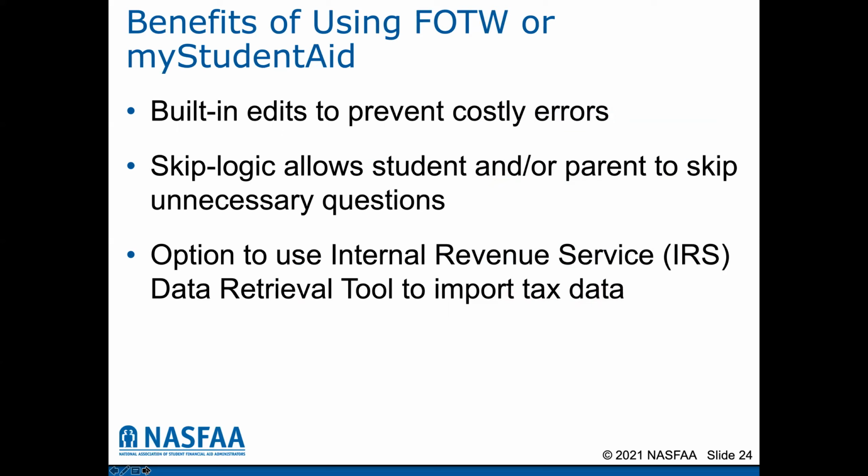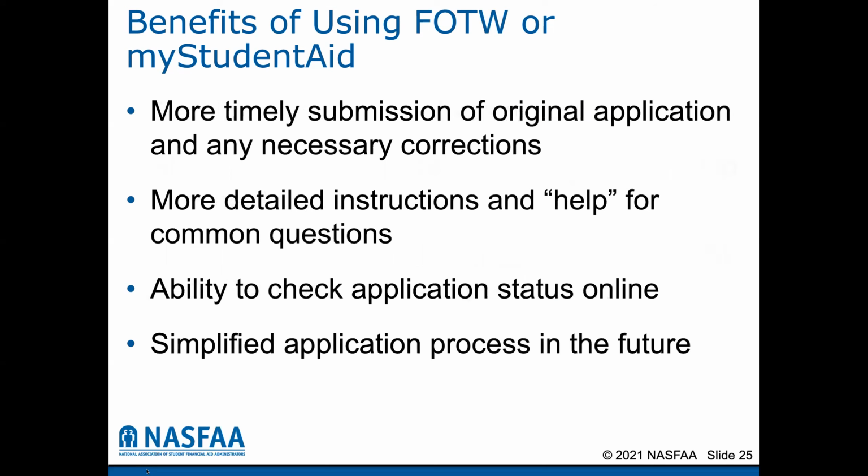The last option too is you can use the Internal Revenue Service data retrieval tool, which imports all your tax information on the lines that it is looking for. That saves you some time when completing the application. When you submit through FAFSA on the Web and myStudentAid, it is a more timely submission of the original application, and any necessary corrections can be made at any point in time. So it does get to the colleges quicker, and we can then begin processing the applications that we receive.